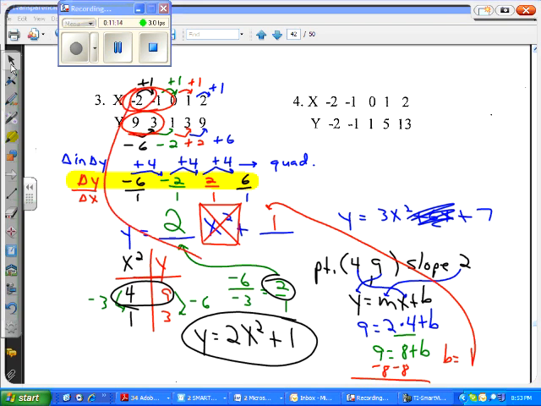So let's plug in the negative 2. Negative 2 squared is 4 times 2 is 8 plus 1 is 9. So that one checks out. Let's try another one. Let's plug in the negative 1. Negative 1 squared is 1 times 2 is 2 plus 1 is 3. That one worked out. Let's try this one. 1 squared is 1 times 2 is 2 plus 1 is 3. That one worked out. And so you can see that we indeed came up with the right equation.